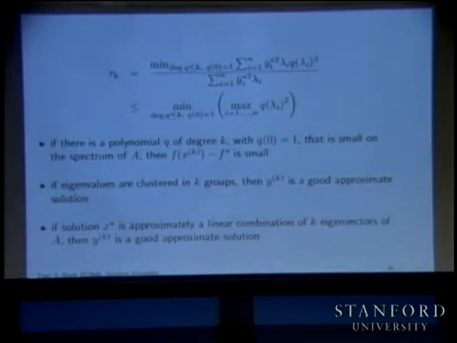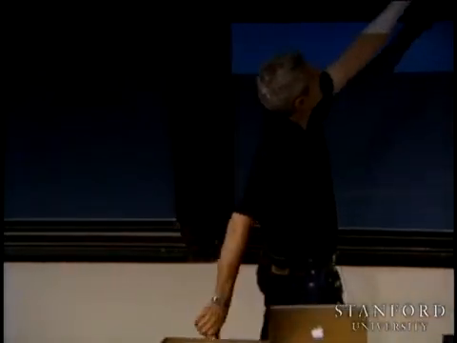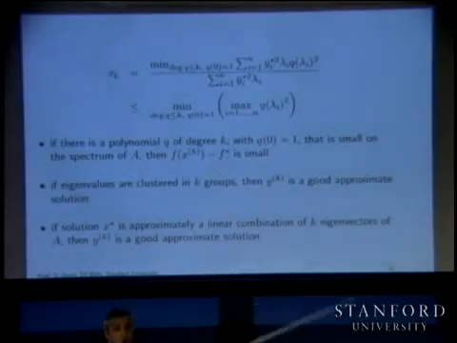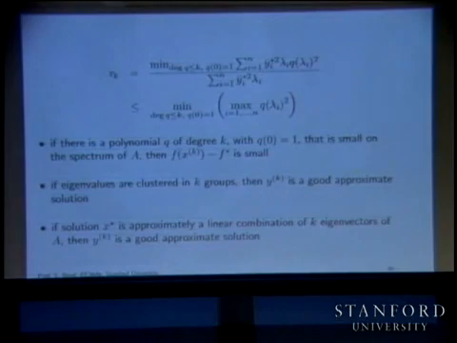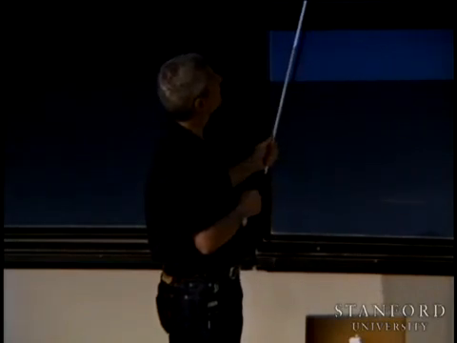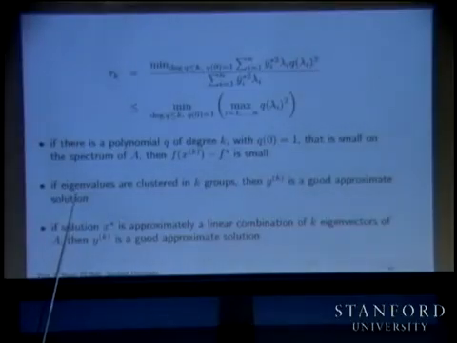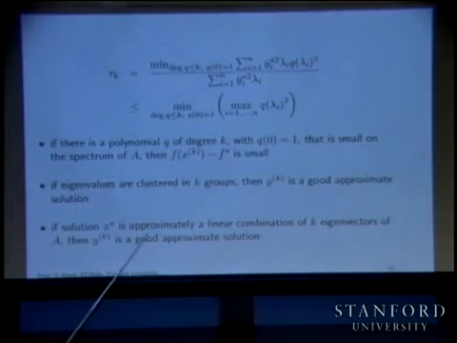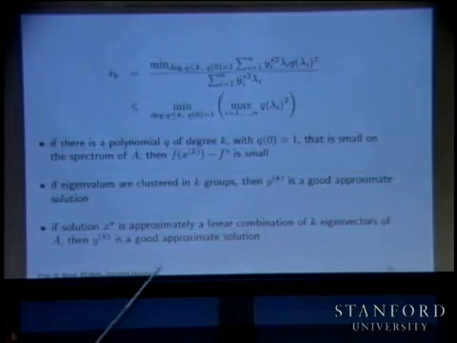Now, there's another way to do well, and that's to have yi star small for just a handful of things. So this says, if your solution is approximate linear combination of k eigenvectors, then yk is a good approximate solution. So that's another way to say it. Notice that this statement is independent of the right-hand side and depends only on the matrix A. This one now depends on the right-hand side, but doesn't depend on the clustering. It basically says if you're a linear combination of k eigenvectors, then this must be a good solution.